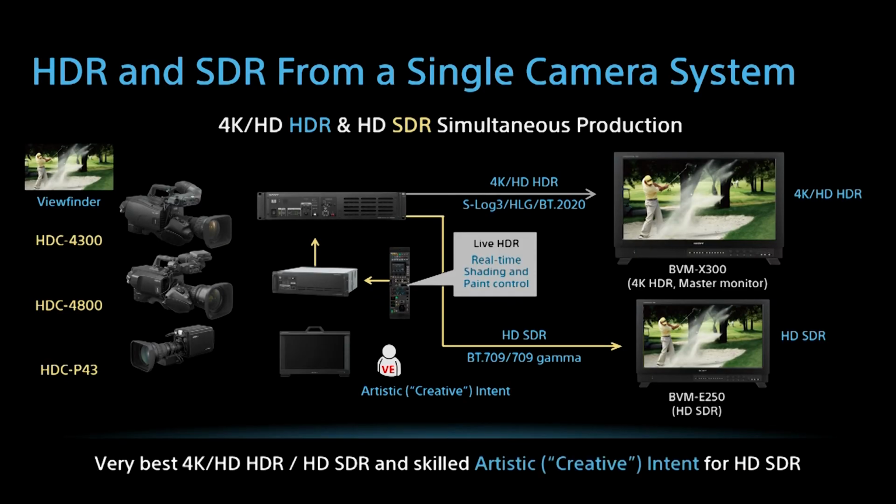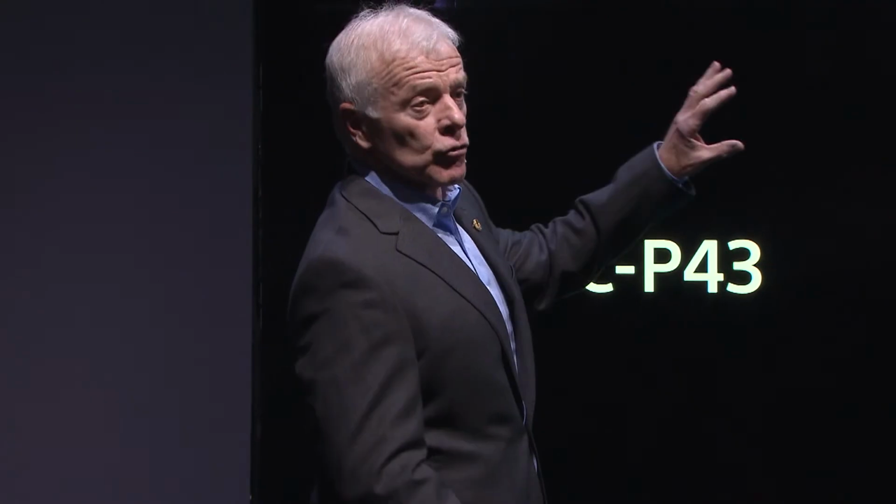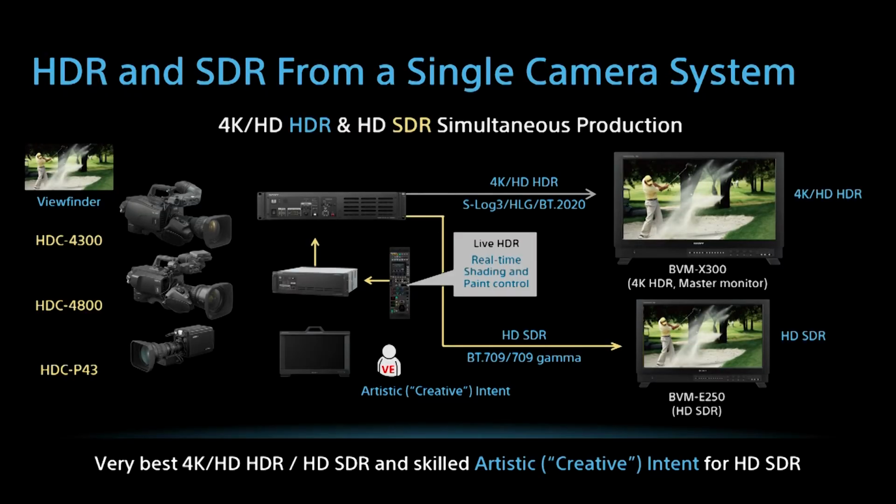How do we achieve this? Well, in our high-end studio cameras for live applications, the 4300, the high frame rate 4800, the POV camera, the P43, and even in our new 8K camera, these BPUs, the baseband processing units, can output simultaneously HDR, SDR, 709, 2020, 4K, HD. We have multiple engines of processing inside those BPUs.